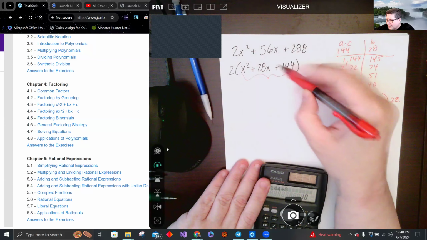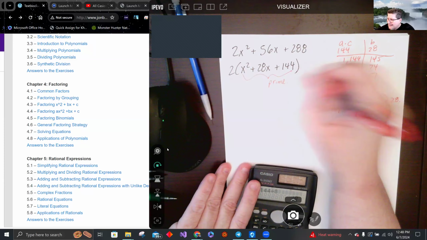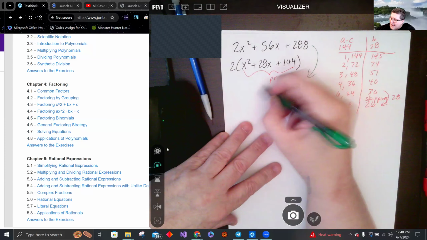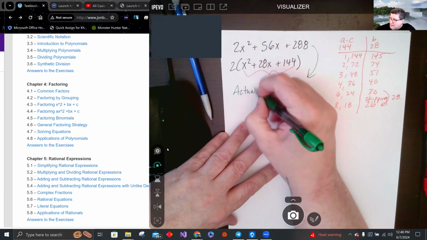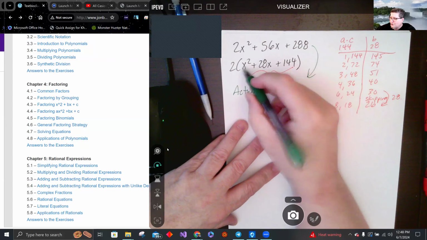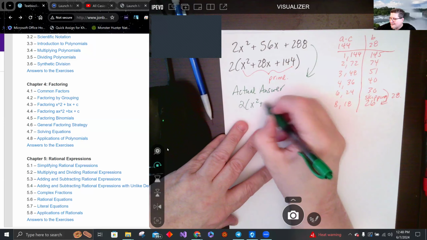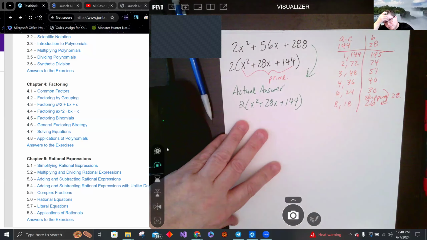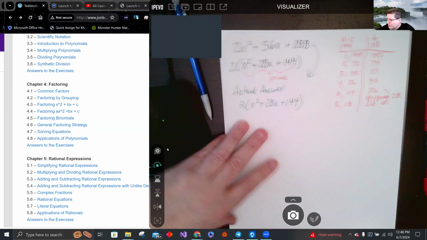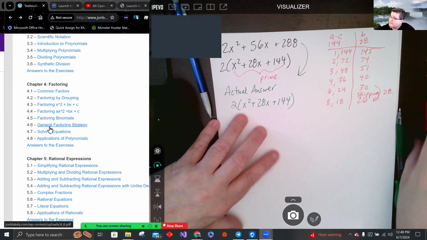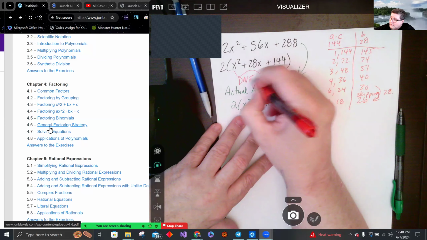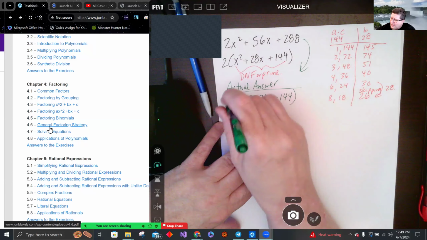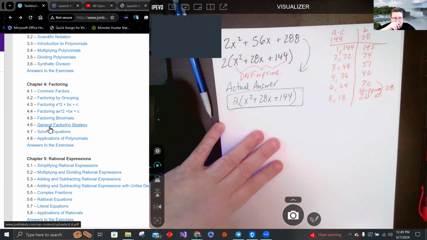So this part is prime, but the answer to the problem isn't prime. The factor, the actual answer is just the 2 factored out. That's the factored form. Prime or DNF, if you like to write DNF. So the actual answer is this, because even though this doesn't factor, the original equation did.